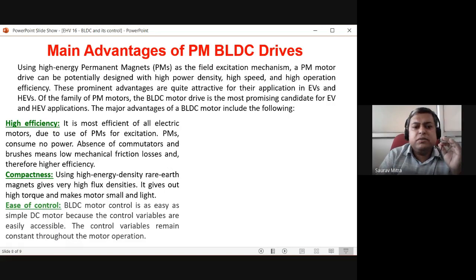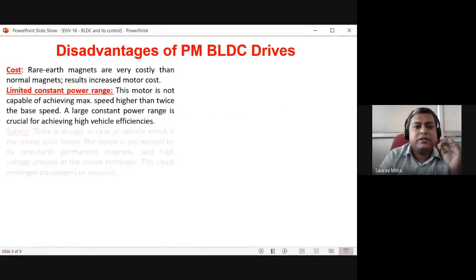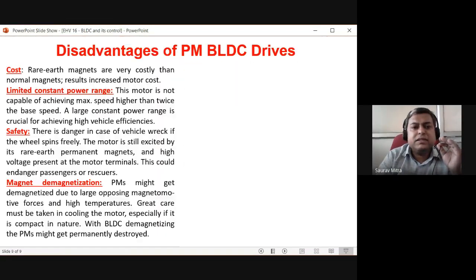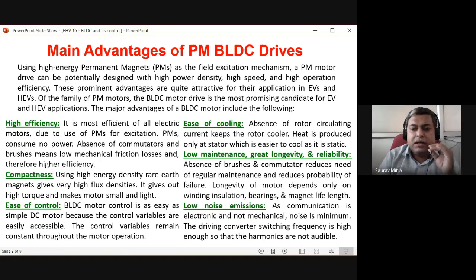Now two more slides we'll be doing, where we are going to explain the advantages and the disadvantages of BLDC drives. So we have 10 minutes in our hand. Let us see the advantages and disadvantages in detail. This also can be asked for 5 marks.